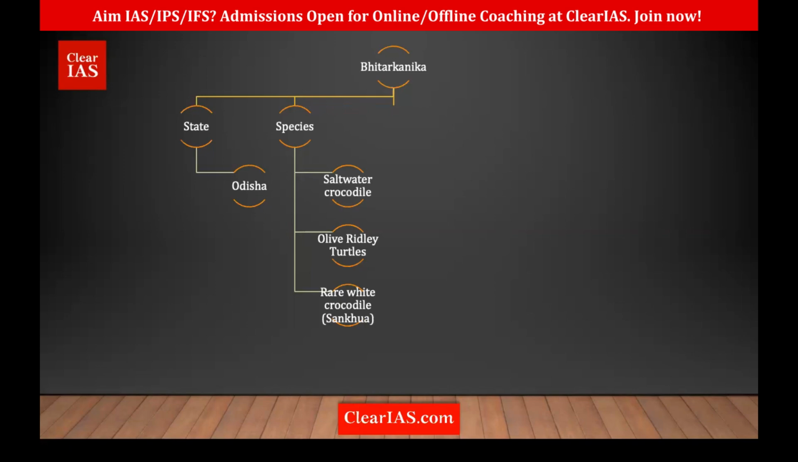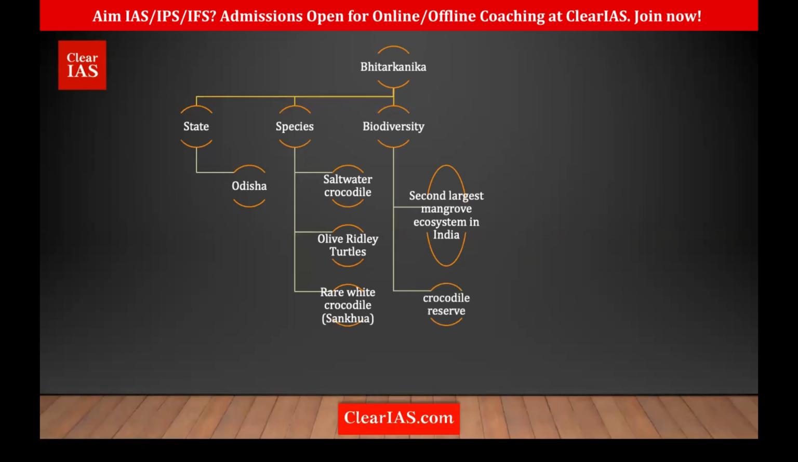Then we must also know about the biodiversity. What kind of vegetation is found there? Yes, it is the second largest mangrove ecosystem. Which is the first largest mangrove ecosystem in India? It is the Sundarbans. So after the Sundarbans, this is the second largest mangrove ecosystem. Apart from that, this is also a crocodile reserve. That means it's a wetland.